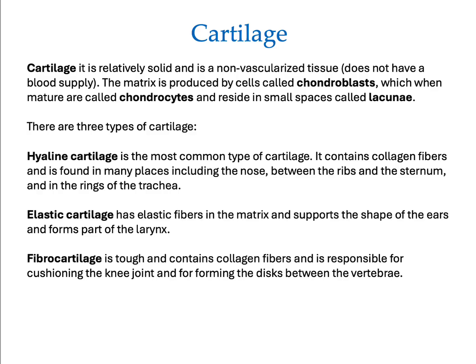Elastic cartilage has elastic fibers in the matrix and supports the shape of the ears and forms part of the larynx, which is the part of your respiratory system that is involved in speaking. Fibrocartilage is tough and contains collagen fibers and is responsible for cushioning the knee joint and for forming the discs between the vertebrae.